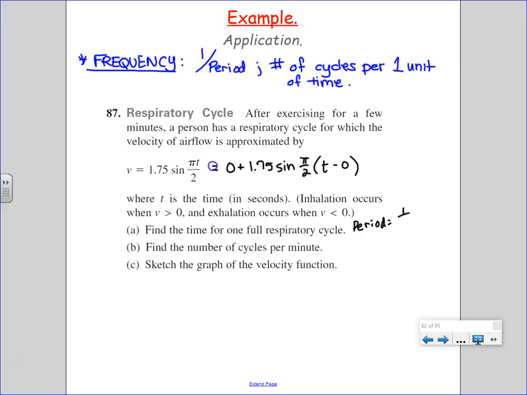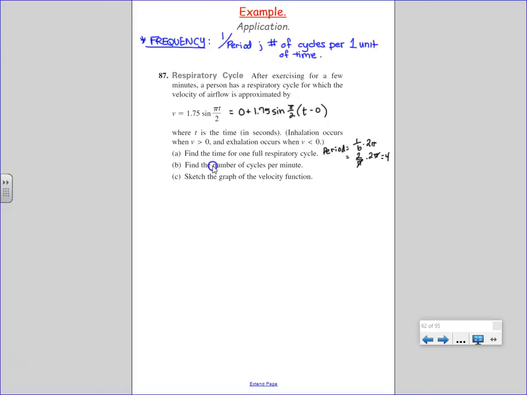1 over b times 2 pi. Now, who is b, though? Yeah, how do we do 1 over pi over 2? Flip it. So we can say 2 over pi is the reciprocal times 2 pi. Pi's cancel, and we end up with 4. So, for letter A, let's just answer it nicely down here. Wait, what was B? It's pi over 2. What's time measured in? Seconds. If it was minutes, we might have some issues breathing.